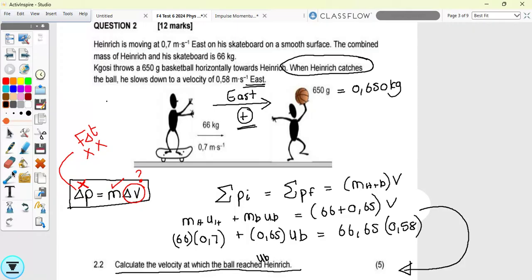Now we can put that in our calculators and see, and without giving it a sign, you should end up with a negative sign. So let's see what you get.